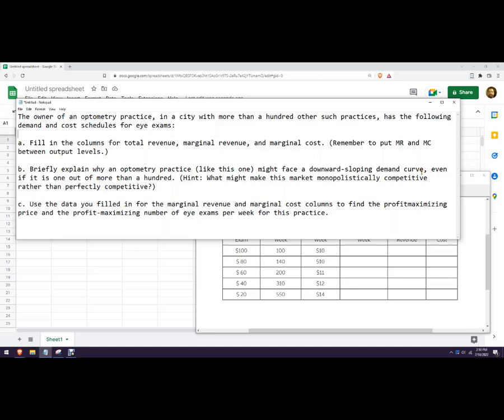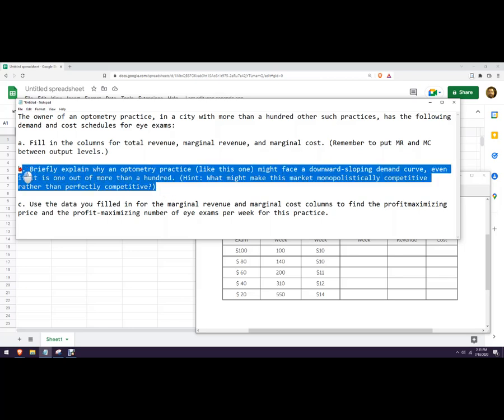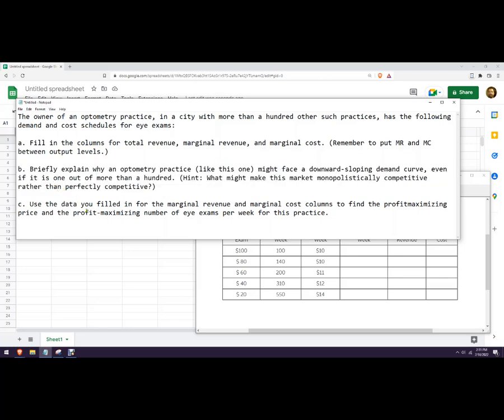What that means is that there are different service levels or quality for each optometrist. That makes sense. People have different skills, different personalities, all of that. So that's going to make it monopolistically competitive. So not all optometry producers are exactly the same. So that's the answer to B. So we're going to fill in all of this and find profit maximization.